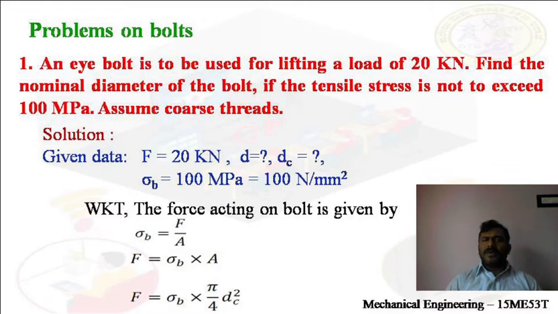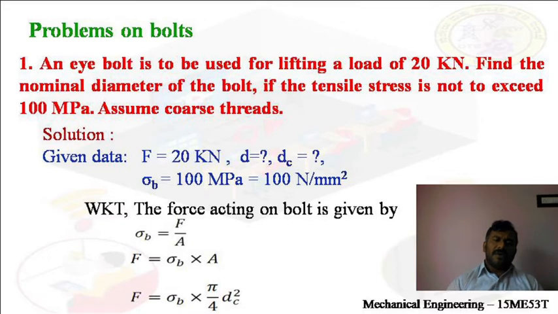Here in this problem we have to find the diameter of the bolt, where we know the simple stress formula, stress is equal to force by area. Therefore force is equal to stress into area. That is, the force acting on the bolt is given by F is equal to stress into area, sigma B into A. A corresponds to the core area, that is the cross sectional area, which is equal to pi by 4 dc square. Therefore F is equal to sigma B into pi by 4 dc square. Substitute the known values.